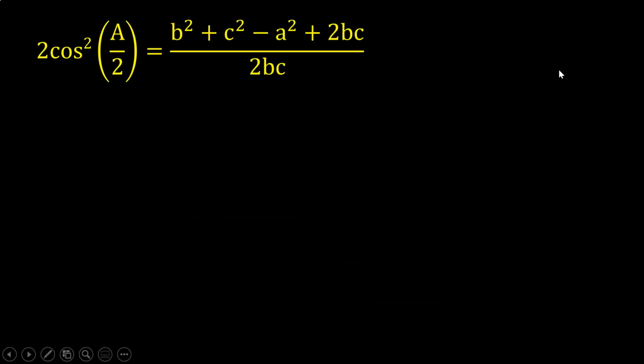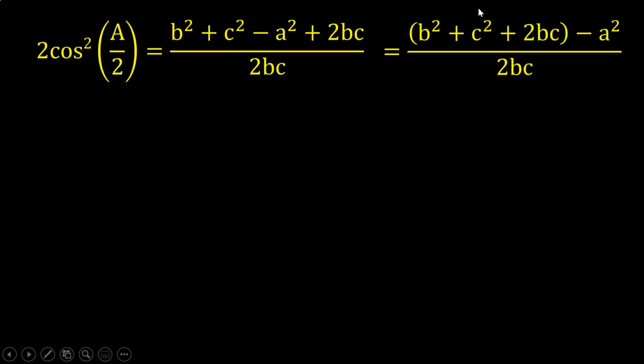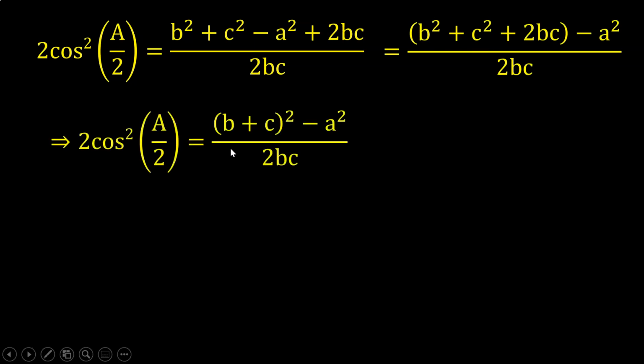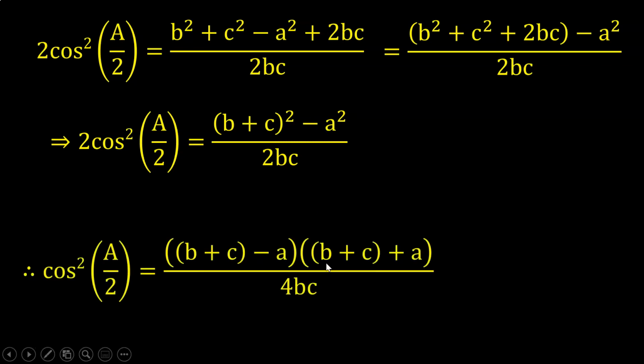Now rearranging the terms, we have this. This is nothing but b plus c whole square. So we have 2 cos square A by 2 is equal to b plus c whole square minus a square upon 2bc. Bringing this 2 to RHS, and also here we have x square minus y square. We can write this as x minus y into x plus y. So that is b plus c minus a into b plus c plus a. We can write this as a plus b plus c minus 2a, adding and subtracting a, which is the same as 2s minus 2a, and this is nothing but 2s.